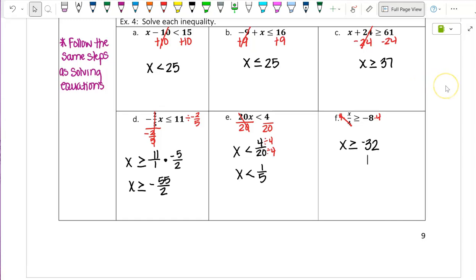All right, on the next page, we have some word problems. Now, yesterday's notes, the word problems we have, we were just writing the equations. Today, we're not just writing the equations. We're going to do the whole thing, solve it, answer it in context of the problem, all of that good stuff.